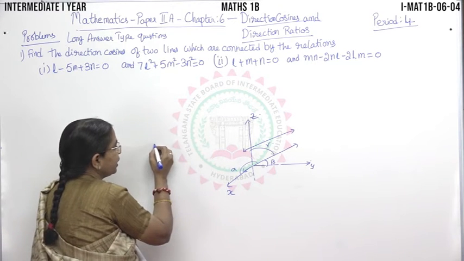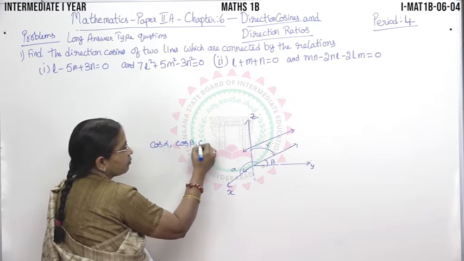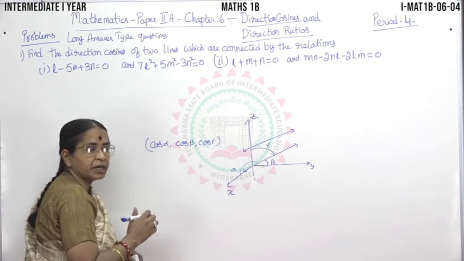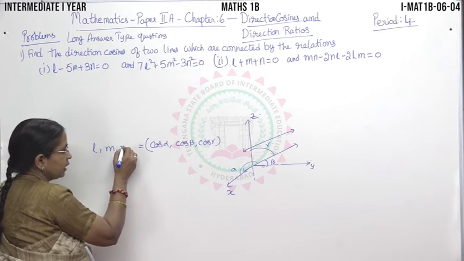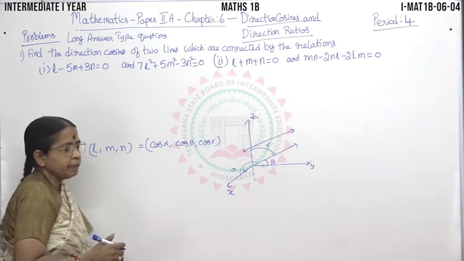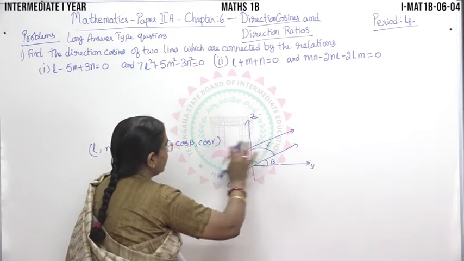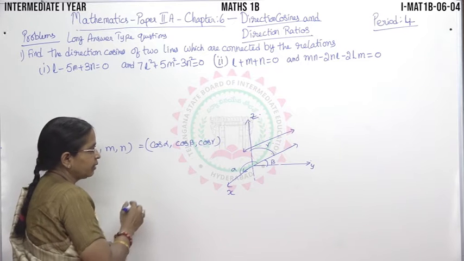Then we defined cos alpha, cos beta, and cos gamma as the direction cosines of that line. They are denoted by the letters L, M, N. So if two lines are parallel, then their direction cosines are equal.